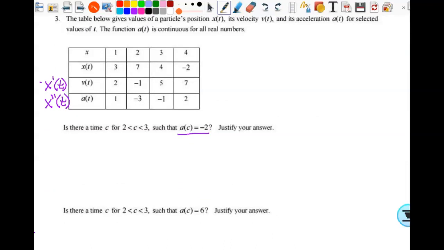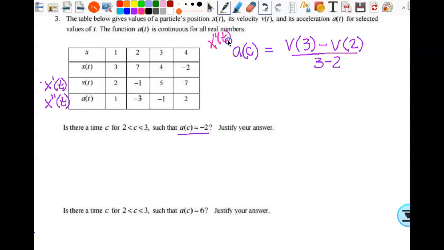So if I want a of c, a of c will equal v of 3 minus v of 2 over 3 minus 2. Because this is x double prime of t, and this is x prime of t. Okay, does that make sense? If you were looking for the average acceleration, you don't put acceleration in the average rate of change function when you're doing it. You with me on that?